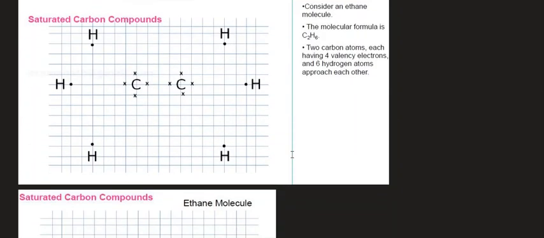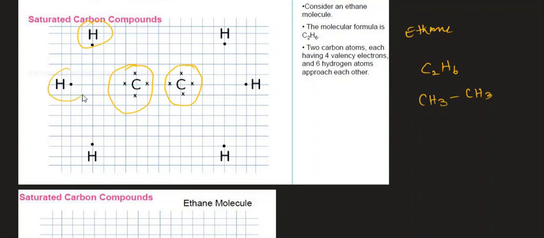Similarly, we can consider ethane. Ethane is represented as C2H6, that is CH3 bonded to CH3. So when you consider this, let us have the same carbon with its own four electrons in the ground state, and this carbon also has four electrons, and all these hydrogen have only one electron.